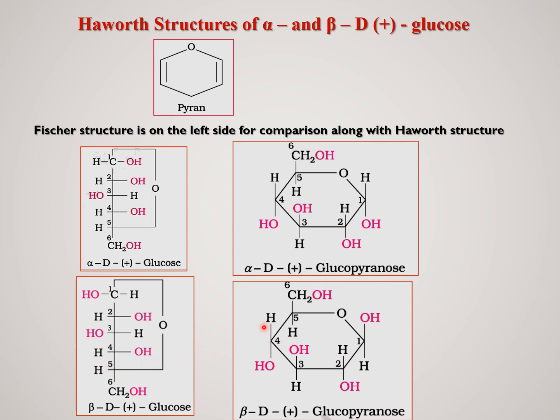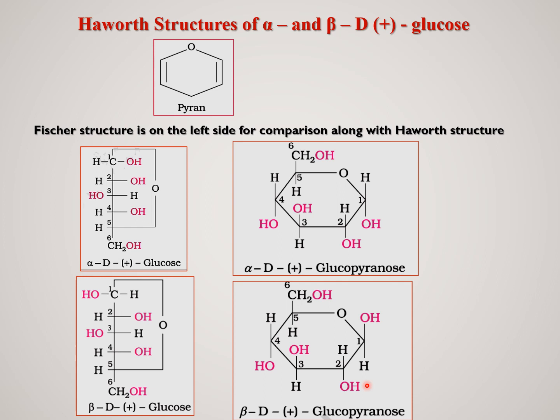But here what is it? H on the left, OH on the right. Carbon 5, what do we have? CH2OH bulky group above the plane and H below the plane. So this is the structure for beta D plus glucose. Students, you should know that the Haworth structure is what is asked in the examination, so do practice the Haworth structure. I again give you the tip to write the beta D plus glucose or glucopyranose structure in the Haworth form. This is the method.